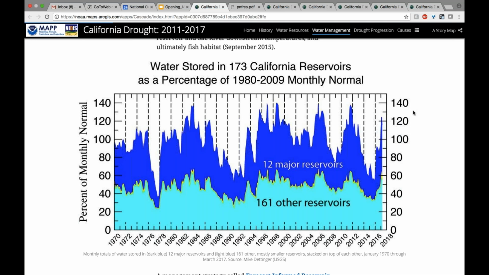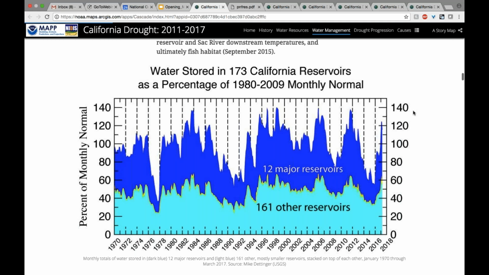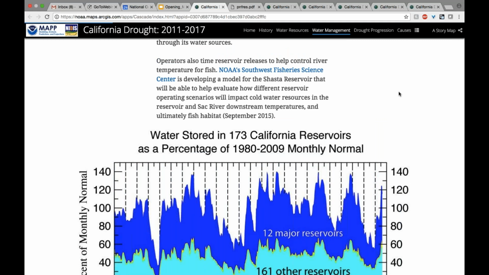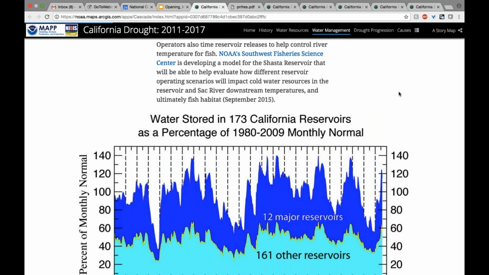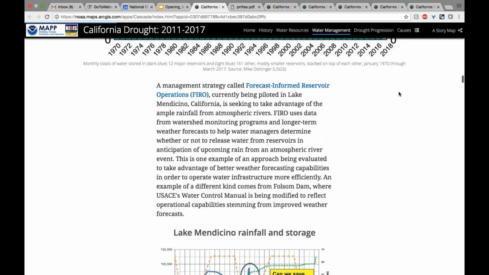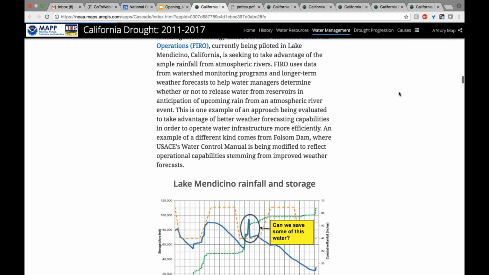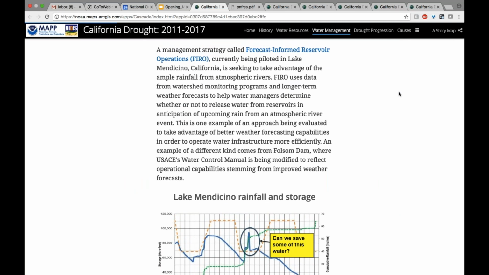And this has inspired a few different strategies in this last drought, including gathering information that was needed to make better decisions throughout the drought, including a tool from the Southwest Fisheries Science Center of NOAA that looked at temperatures to aid fisheries management, and also a collaborative management strategy called Forecast Informed Reservoir Operations, which is still going on and assessing its viability as that type of program.